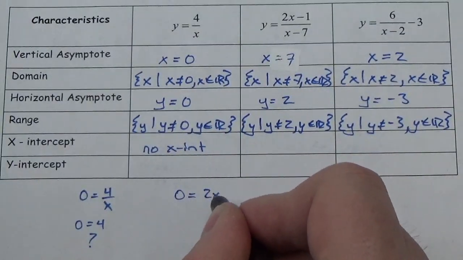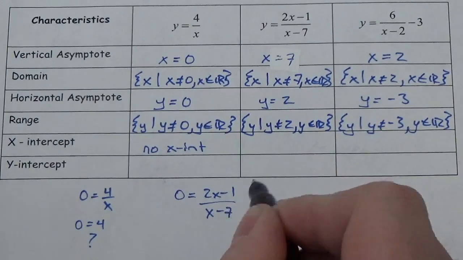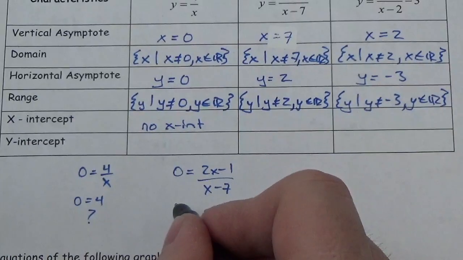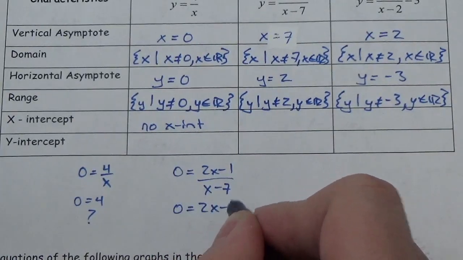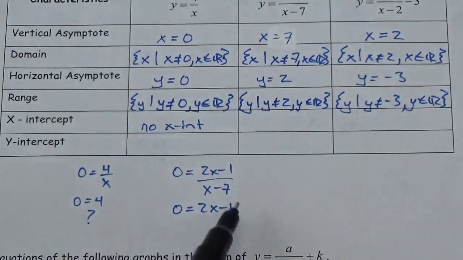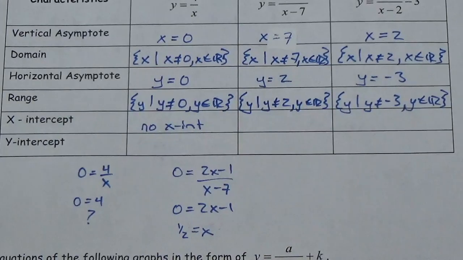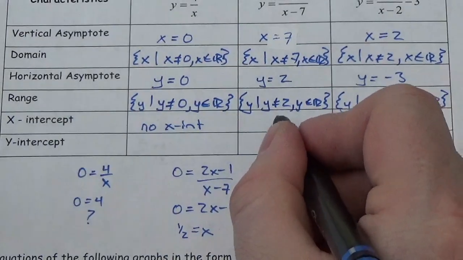0 is equal to 2x minus 1 over x minus 7. Same thing, I'm going to multiply through by x minus 7, but x minus 7 times 0 is just 0. And now I just got to figure out where this goes to 0, and that's actually pretty easy. I'll bring the 1 over, divide by 2. Oh, so there we go. So I've got an x-intercept here of 1/2.